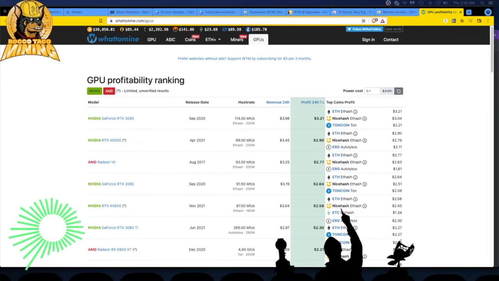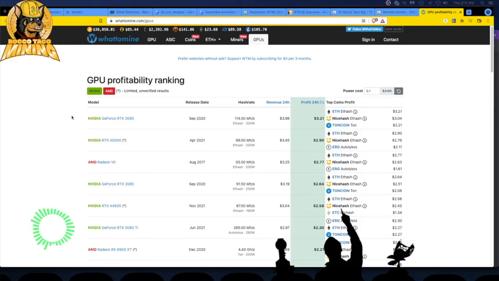Hey, if you ever wanted to know what each GPU produces in revenue and profit per day, and on which coins, this is a site for you. Most people in mining know about this site, but it's called whattomine.com. You can go to GPUs and you'll get a list of all the GPUs and the top performers in that order, a GPU profitability ranking.